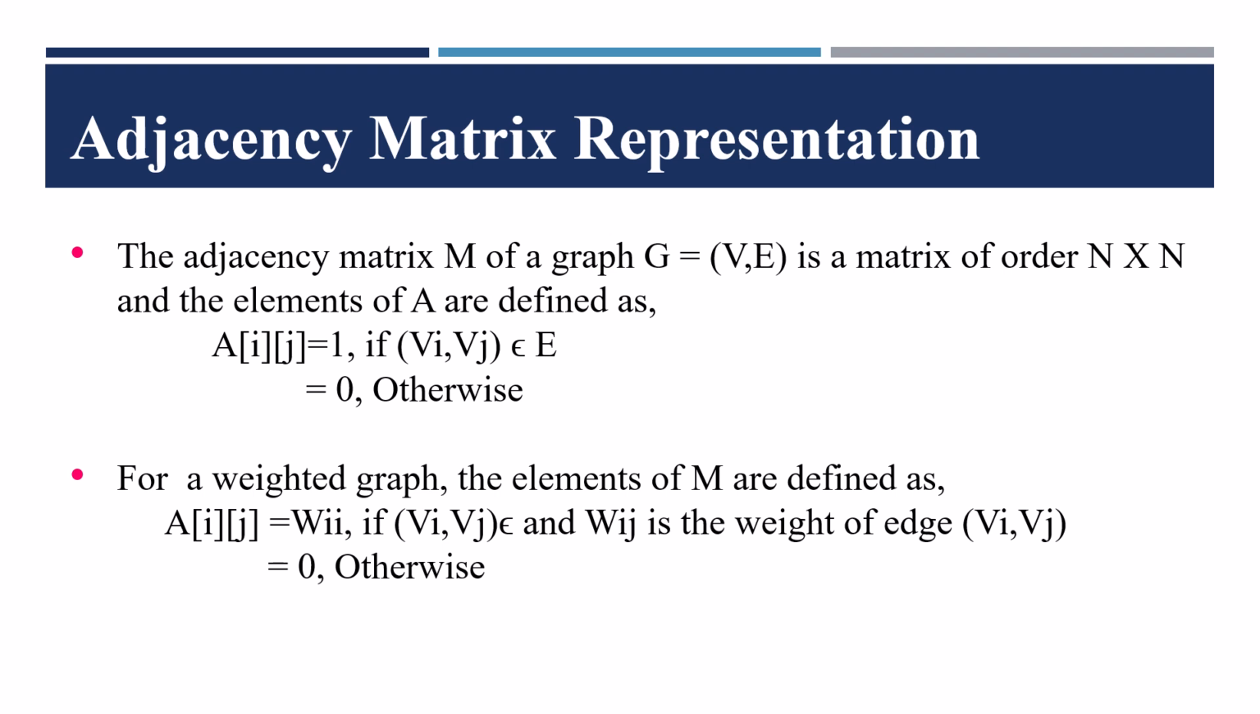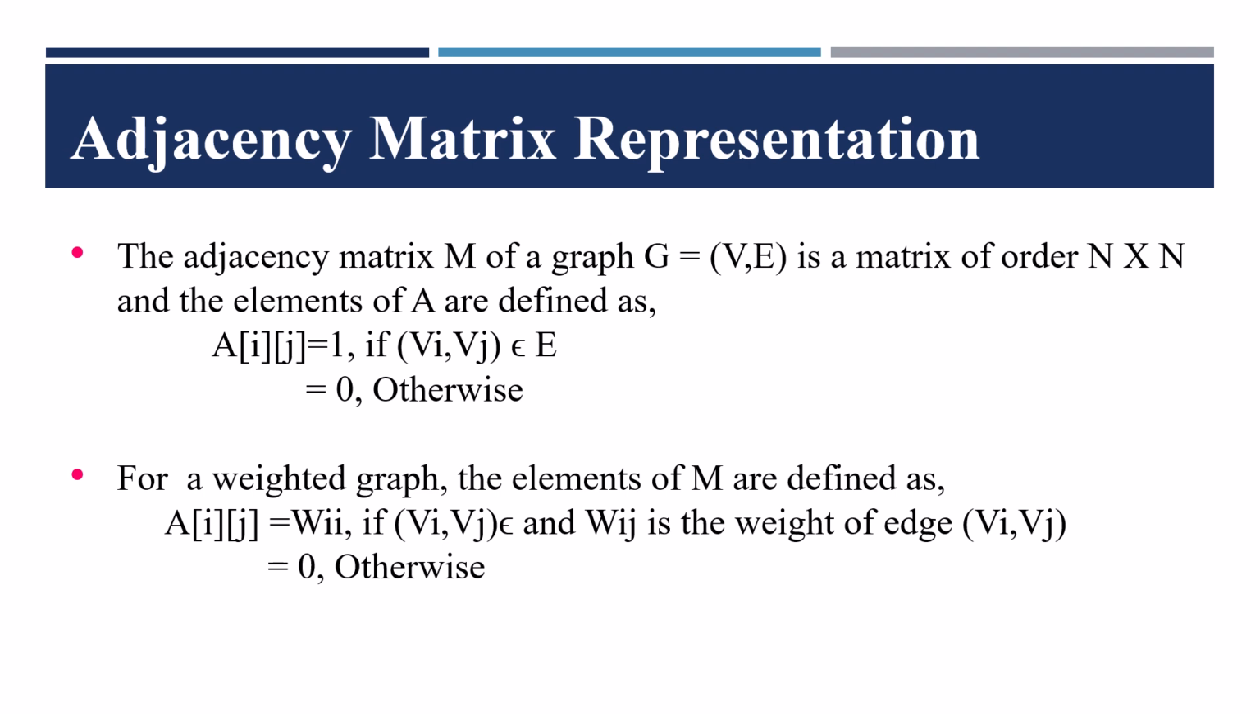An adjacency matrix is a 2D array with rows and columns. If the graph has n vertices, then the matrix will be of size n by n. Each cell in the matrix is written as A of ij, if there is a direct connection between vertex i and vertex j. Let me give you an example.